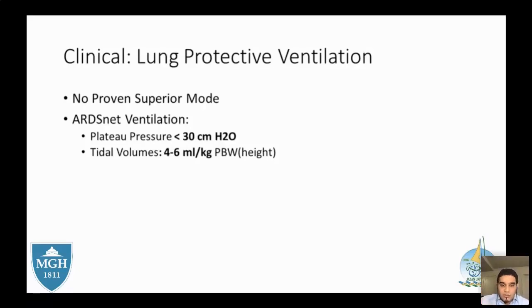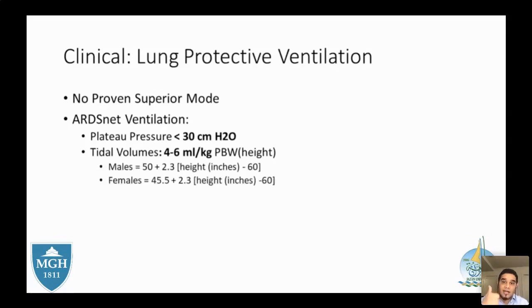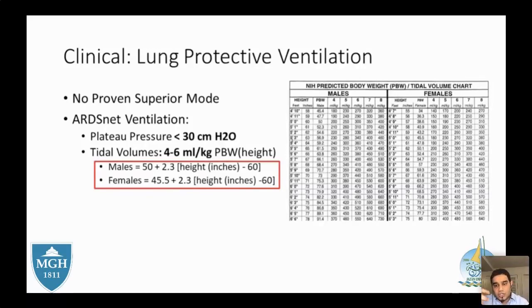And what we depend on for the predicted body weight is height and gender. There are already pre-calculated charts where you can look at the height, see if the patient is male or female, and look up exactly what the tidal volume needs to be. You should write it down in the patient chart: for my patient, 4 ml per kilogram predicted body weight is this number, 5 is this, 6 is this. So you can give your team a parameter to stay in between to achieve this kind of protection.